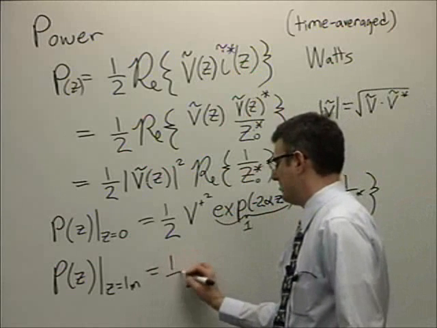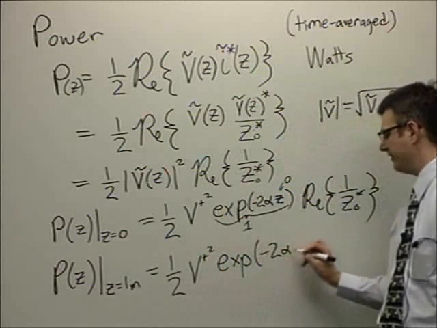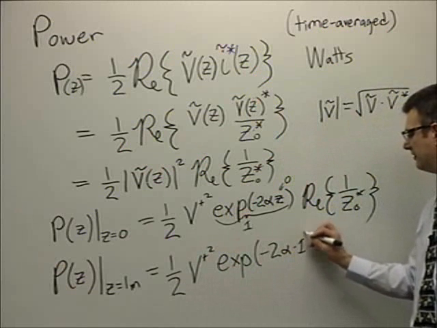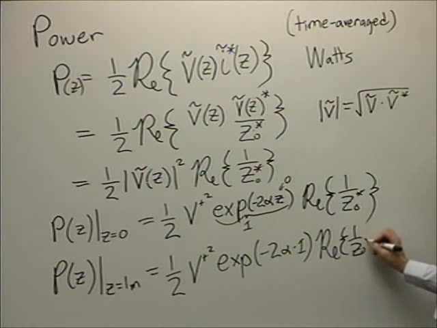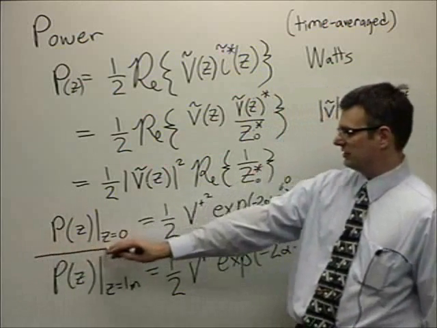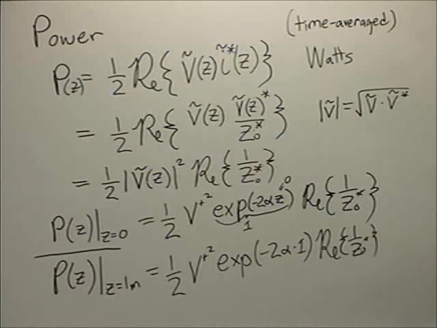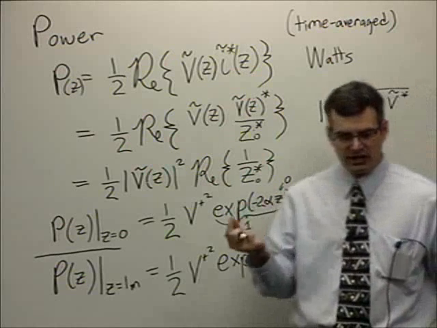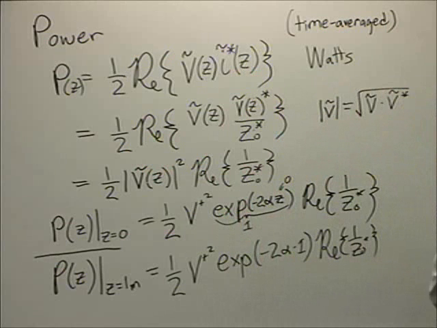Now over here, I'm going to have this exact same expression, exp to the minus 2 alpha 1 for z, times the real value of 1 over z naught, complex conjugate, and so on. Okay. So the ratio of these two values, the power that I started out with at z equals 0, and the power that I experience when I go out to 1 meter, is actually a really nice metric for loss. It's basically the loss factor per meter that I experience on the line.